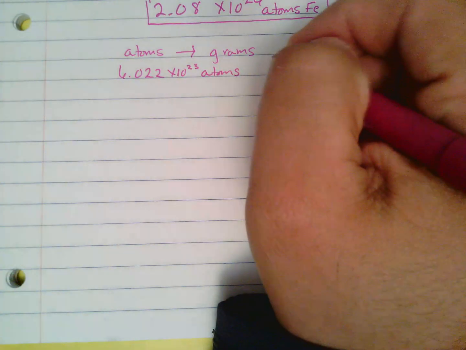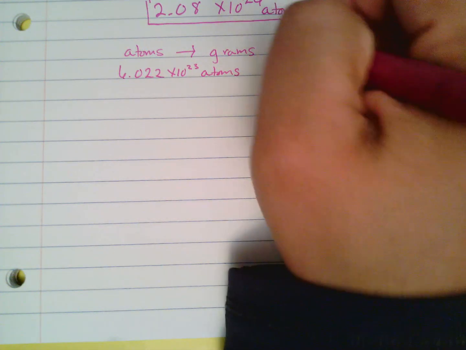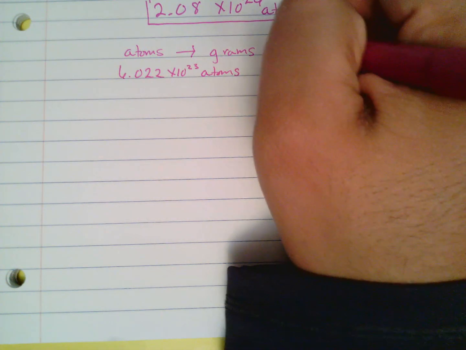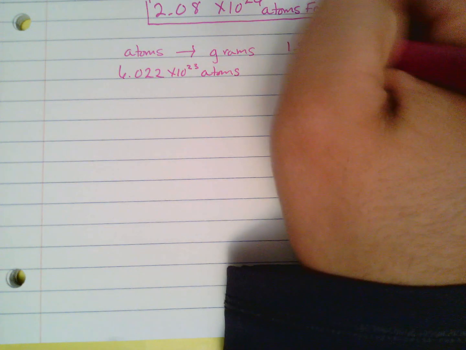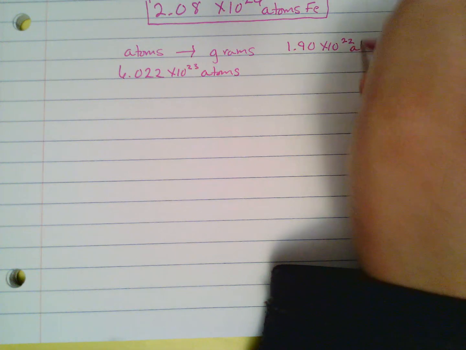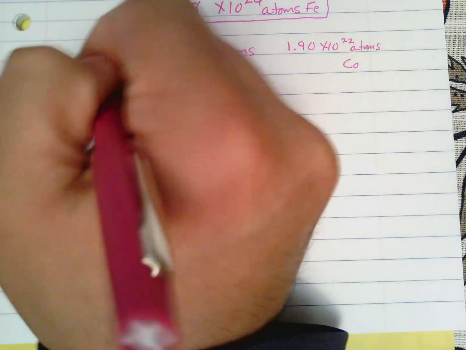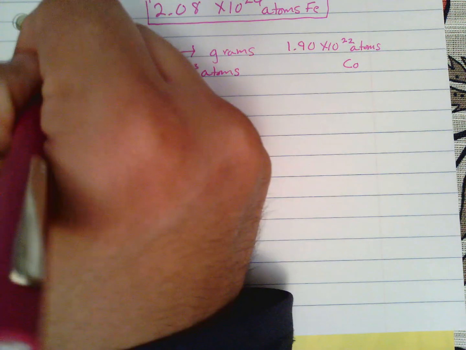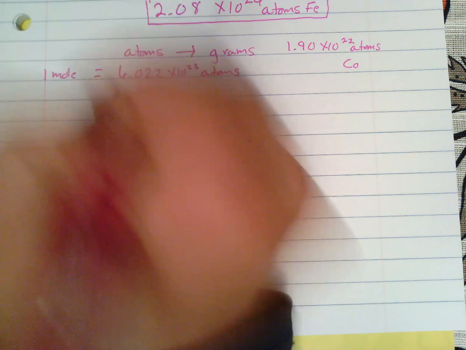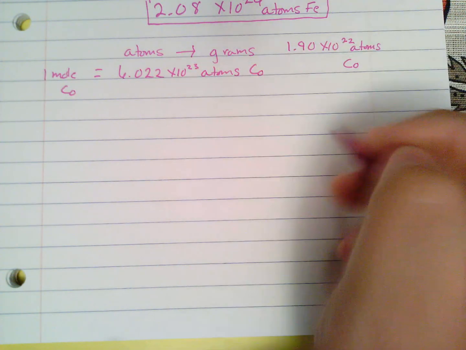And in this case, we're going to be talking about the amount of 1.90 times 10 to the 22 atoms of cobalt, Co. Okay? So we know we need this, and this converts in always to 1 mole. So this is 1 mole of cobalt, Co, to atoms of Co, right?